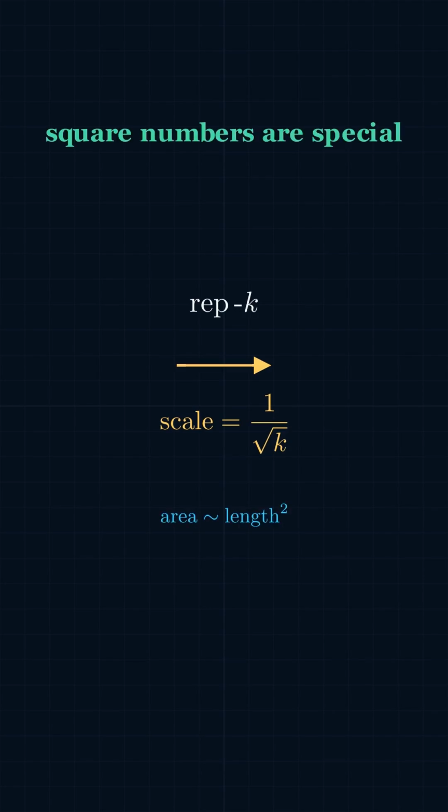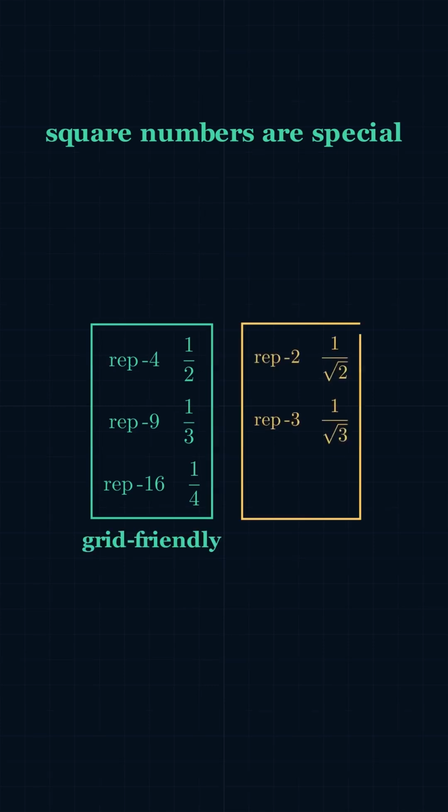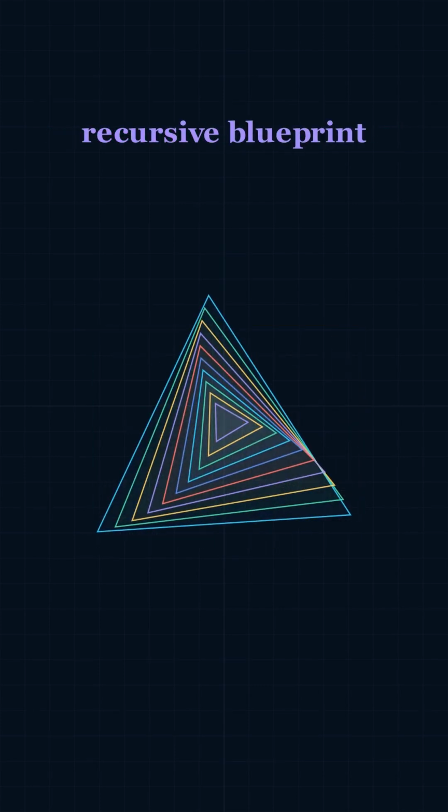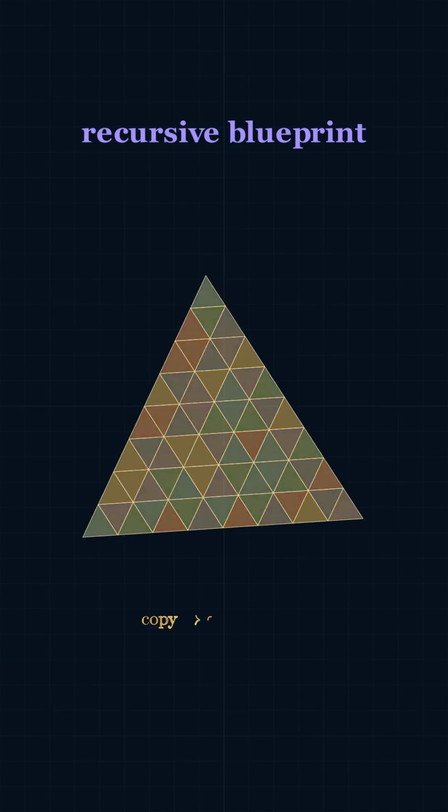That simple equation tells you why square numbers are special. For rep 4, the scale factor is 1/2. For rep 9, it is 1/3. For rep 16, 1/4. These are easy to build on grids, but for rep 2, rep 3, or rep 5, the scale factor involves square roots. The pieces have to fit with much more delicate geometry, so a reptile is more than a tiled shape. It is a shape with a recursive blueprint built into it.